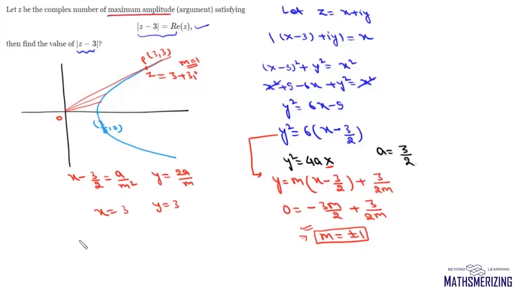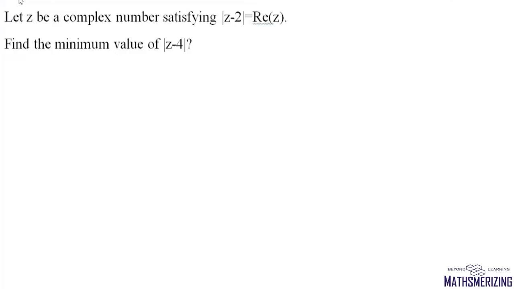Now we'll need to find the value of mod z minus 3. So mod z minus 3 will simply be mod of 3 iota, and mod of 3 iota is 3. So the answer to this question is 3. Now here the question is, let z be a complex number satisfying this equation, which is mod of z minus 2 is equal to the real part of z.